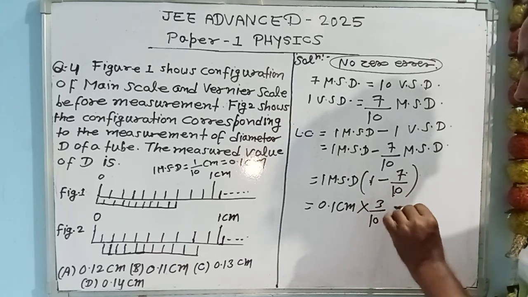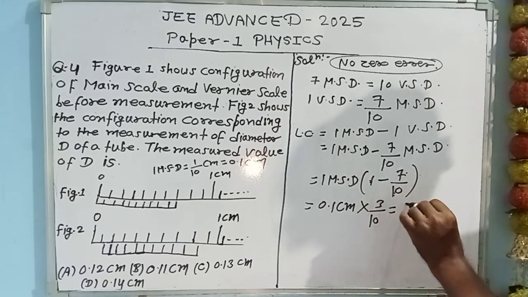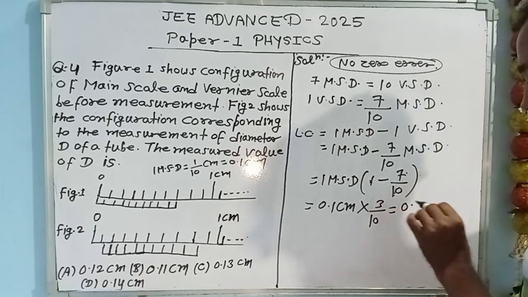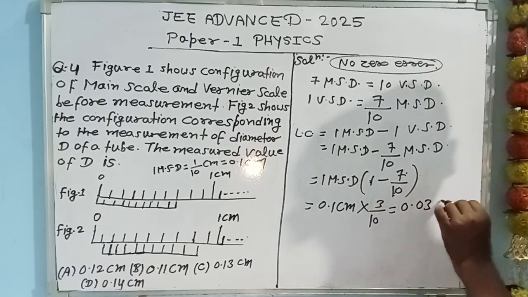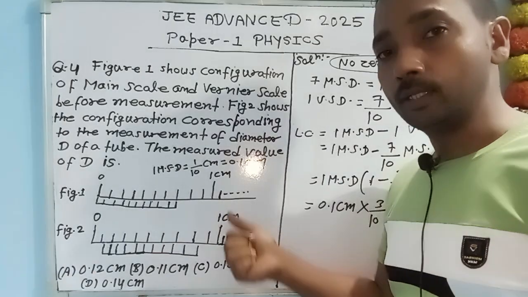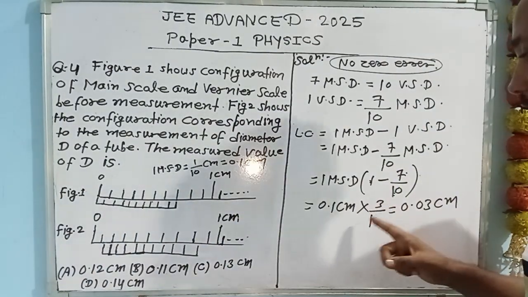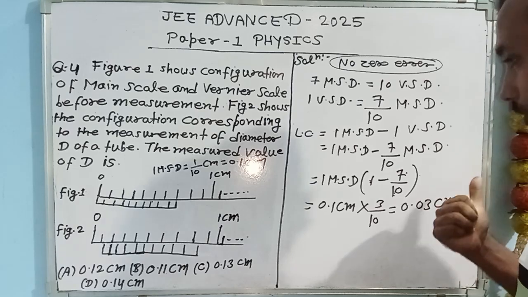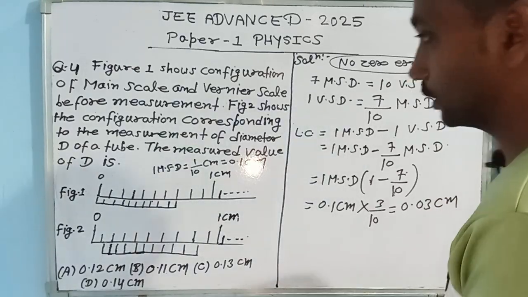It will be 3 by 10 times 0.1, and by calculation we get 0.03 centimeter. This is the least count of this vernier calipers.